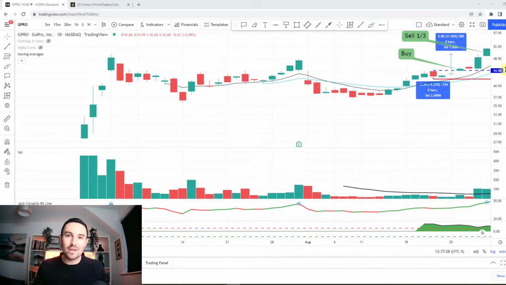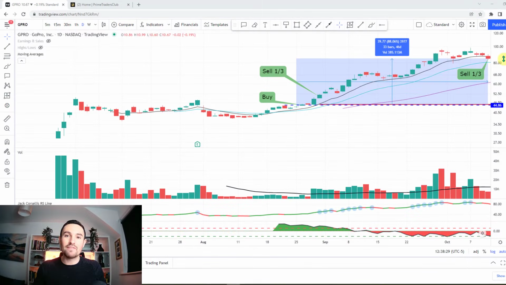Step number 4 is selling 1/3 of your position when you achieve a gain that is 2 times your stop loss. So in this instance, we were risking around 5%, so we're going to sell 1/3 of our position at an 11% gain, and we're also then going to move our stop loss up to break even once we have sold that 1/3 of the position to free roll the remaining 2/3 of our trade.